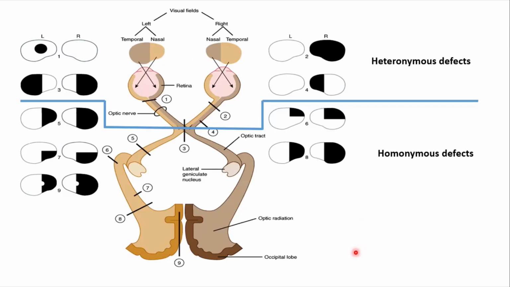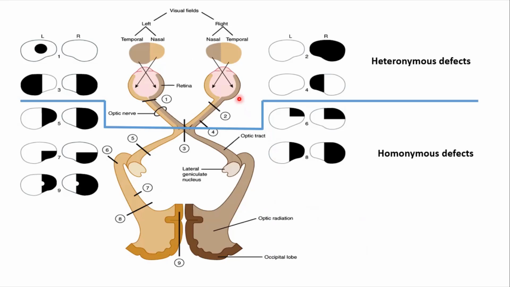So this would be the visual pathway and the various field defects that we have. Any problem which is affecting beyond the chiasma will cause a homonymous field defect, and those which are anterior to the chiasma will cause a heteronymous field defect.